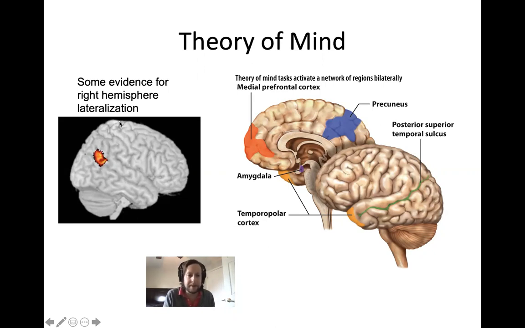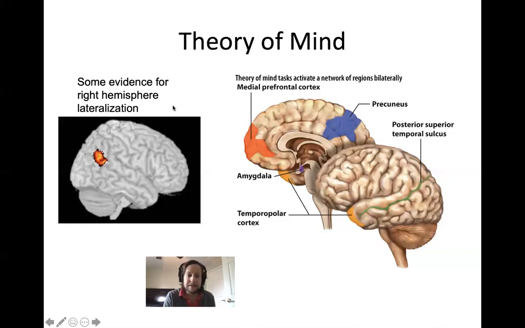In this particular imaging study, they made the argument that the right hemisphere temporoparietal area becomes more strongly activated than the corresponding area in the left hemisphere. So this is evidence of some hemispheric dominance for the right hemisphere for this theory of mind task. And McGilchrist, so it says right here from the textbook, theory of mind tasks activate a network of regions bilaterally.